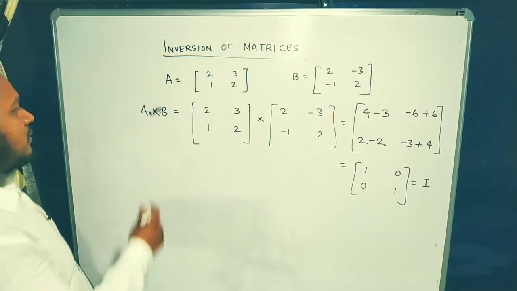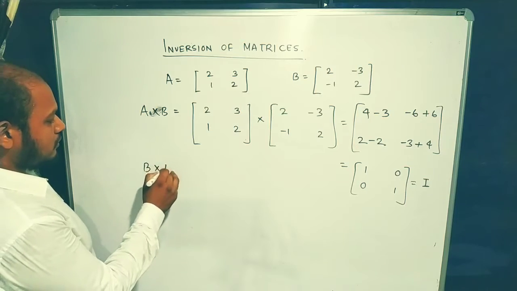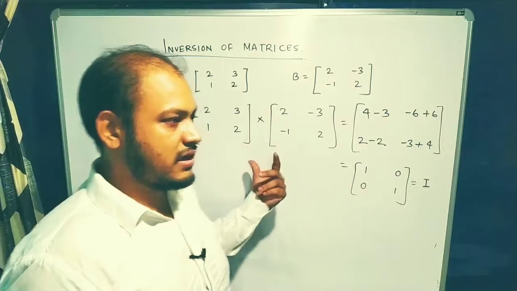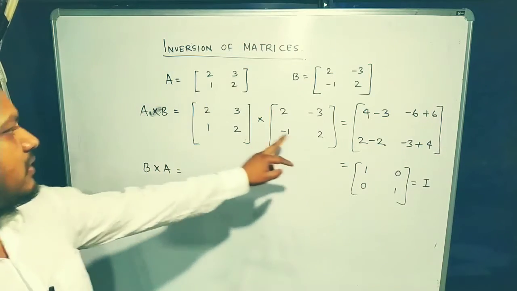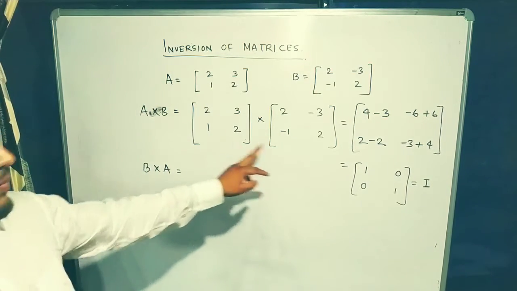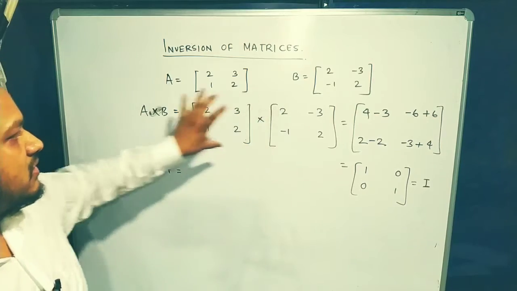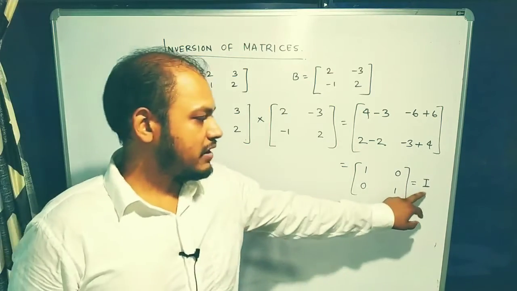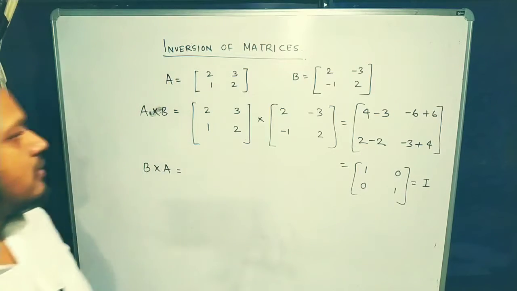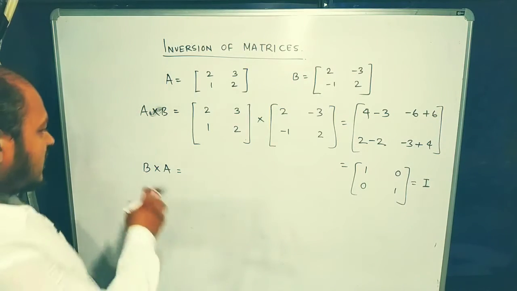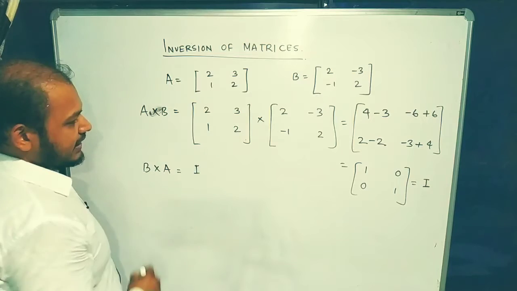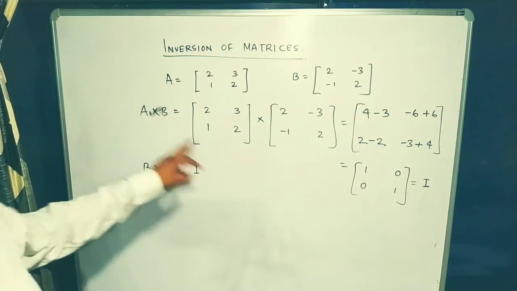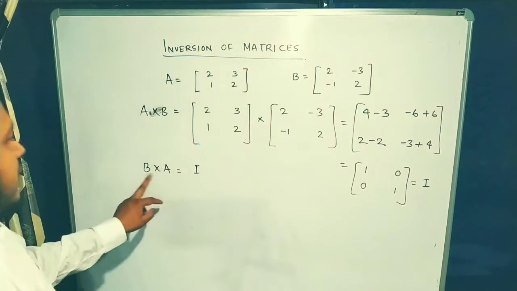In a similar way, if you do multiplication of B with A, we will get the same identity matrix. Try it at home. If you multiply this matrix with that matrix, that means you interchange this matrix with that and do the multiplication operation, you will get the same identity matrix again. So in that case, B into A, we are also getting I. If you check it out, it will be I. Now we are seeing that A into B is equal to I and B into A is equal to I.